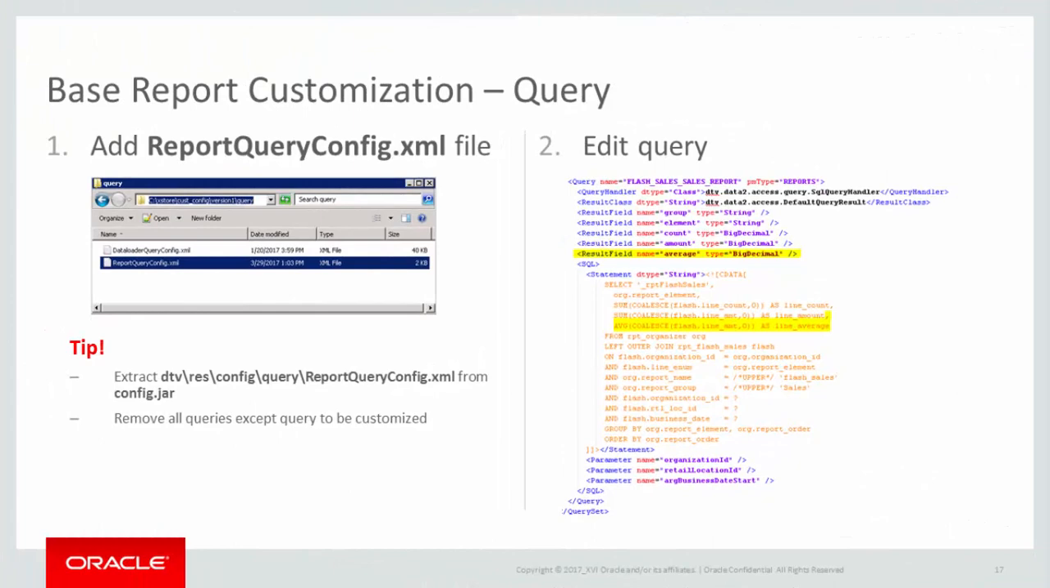For the second customization, we want to override a base reports query. For example, the Flash Sales Summary Report uses a query that calculates a business day's total sales amount. Suppose we also wanted to report the average sales amount across all workstations for a business day.